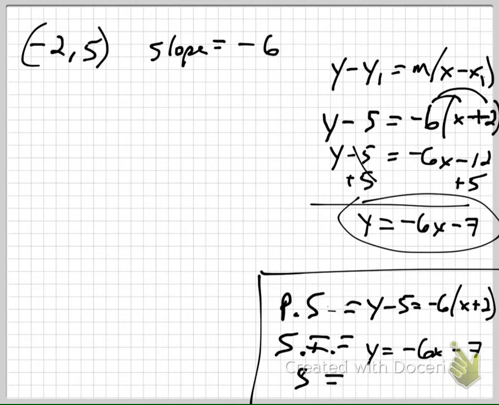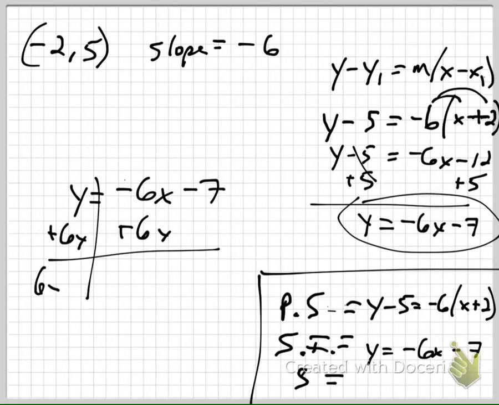Slope-intercept form. What do I do now? To go from slope-intercept form to standard form is really simple. I just now have to have x and y on the same side, right? What are some rules about standard form? x can't be negative, right? So no matter what happens, x can't be negative. We're lucky it's not going to be here. We're going to go from y equals negative 6x minus 7, plus 6x on both sides: 6x plus y equals negative 7.